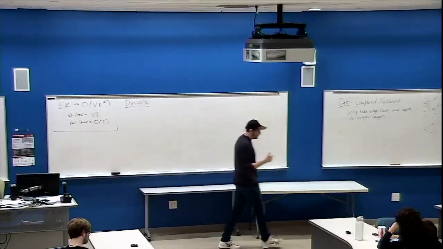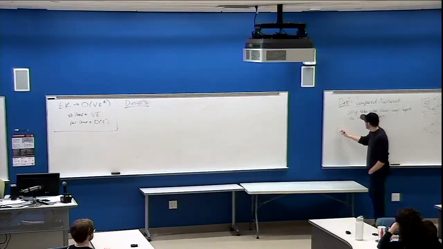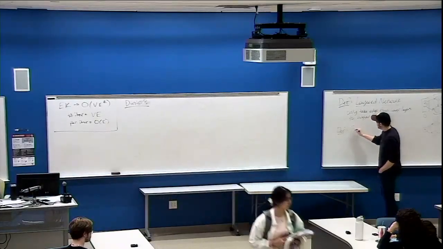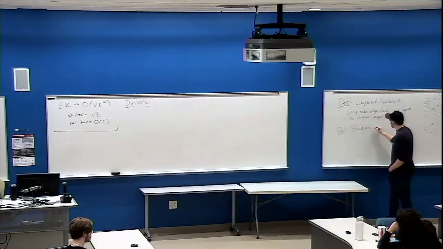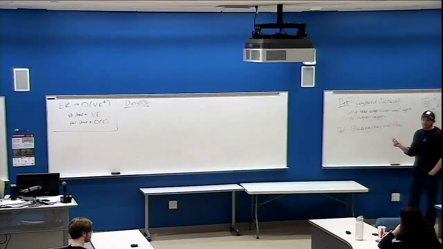Second definition is going to be a blocking or maximum or maximal flow. So blocking slash maximal flow. Does anyone have any sense of what the difference between maximal and maximum are, by the way?